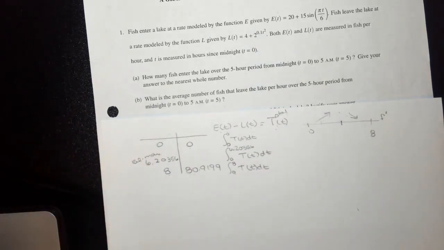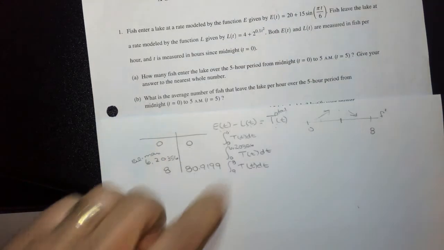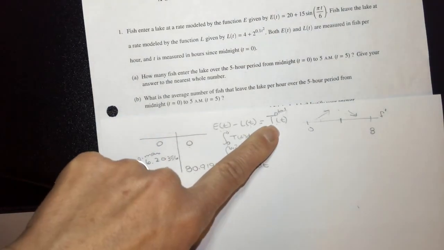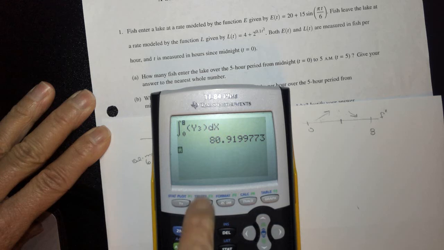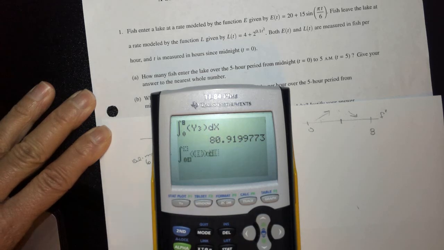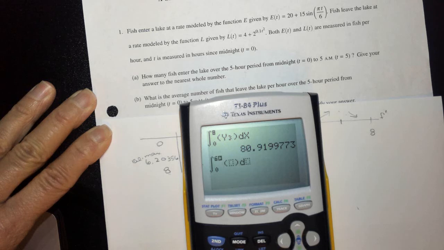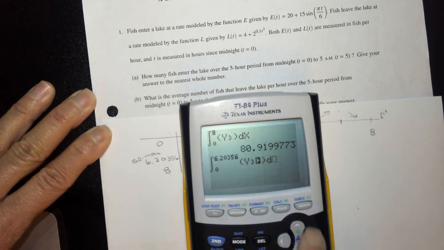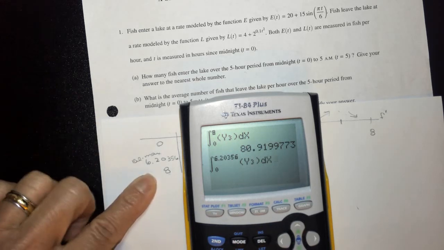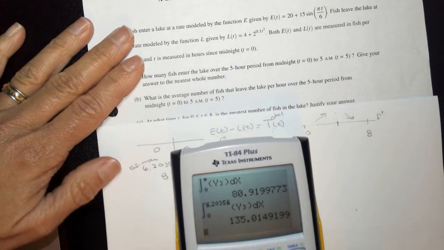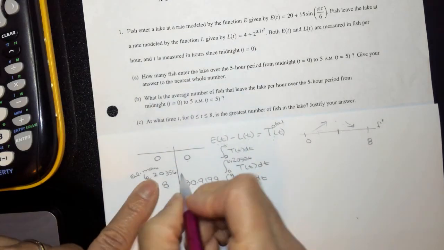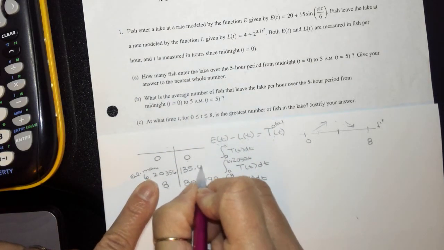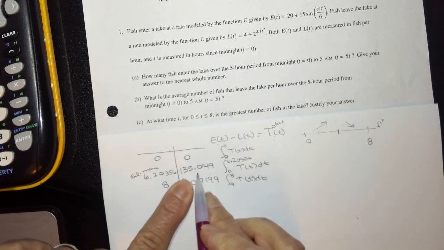Okay, so I'm going to go into the home screen. And remember, t of t dt, which is how we labeled it, doesn't really matter how you label it, is in y sub 3. So I'm actually going to go in here, go into alpha window, option 4. I'm going from 0 to 6.20356. I'm grabbing y sub 3 dx. So the question here is, after all this work, what am I looking for? What is the greatest number of fish in the lake? So it looks like at this time, 1350149. This is the number of fish.